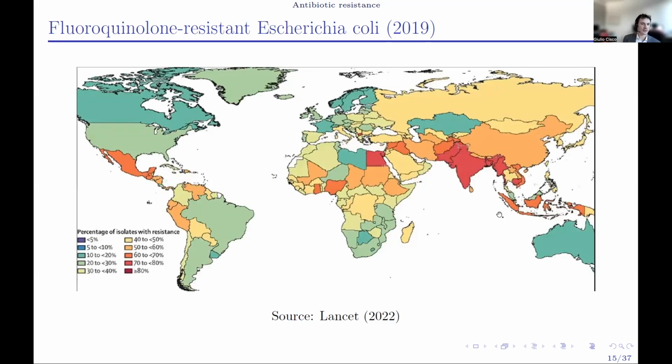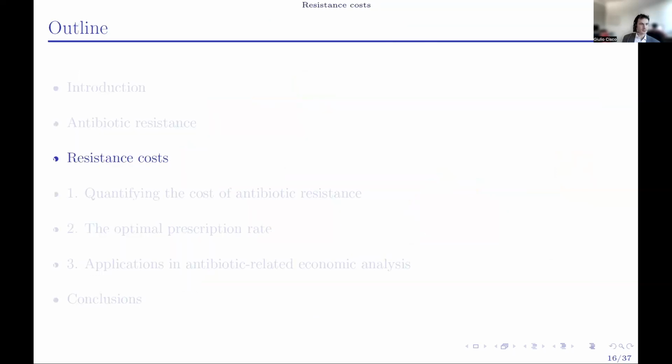Here I just show this. I'm just showing this map because it's easy to visualize that. As I said, the problem is not equally widespread. In this case, there is a very nice study by Lancet about many different bacteria and antibiotics. I just picked this one because Escherichia coli is one of the most widespread, so I think it's one of the most important to show, and as we can see, the distribution is not equal across the different countries. I think it's something interesting and important to consider.